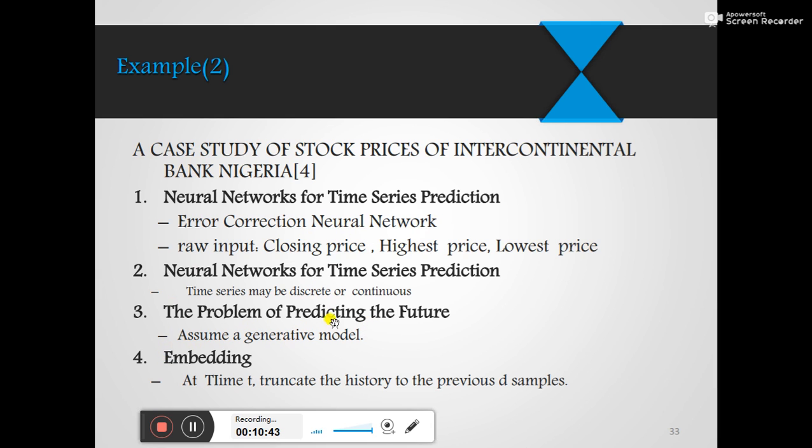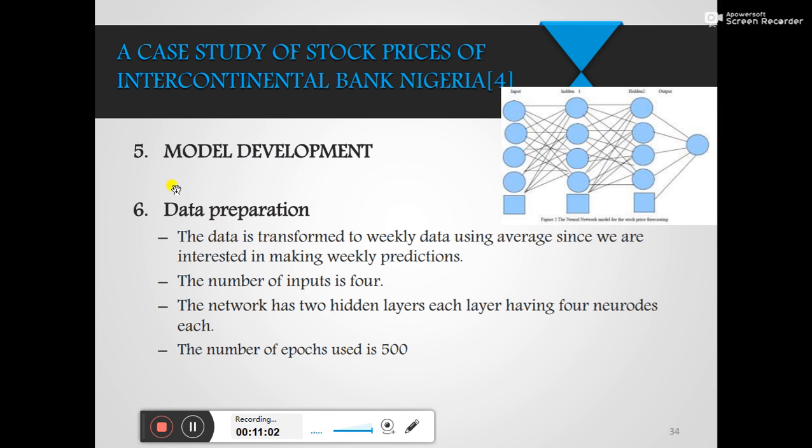The problem of predicting the future: you cannot directly predict the exact future. You need to provide some assumption or a prediction range like that. Assume a generative model, so you need to go for a generative idea. Embedding at time t truncates the history to the previous d samples. So then again you need to go for model development.